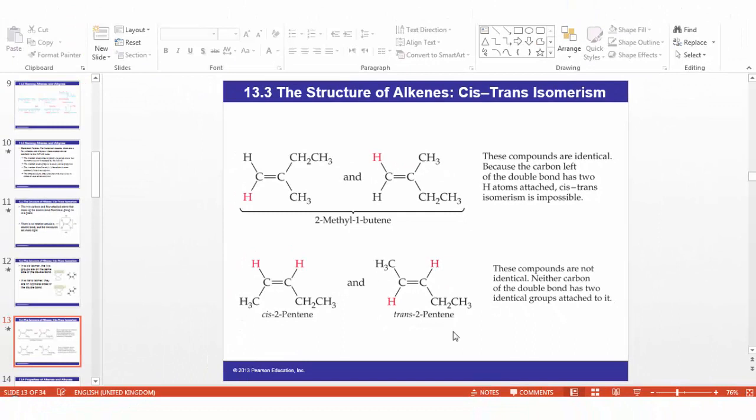Neither carbon of the double bond has 2 identical groups attached to it. So cis and trans compounds are different from each other.